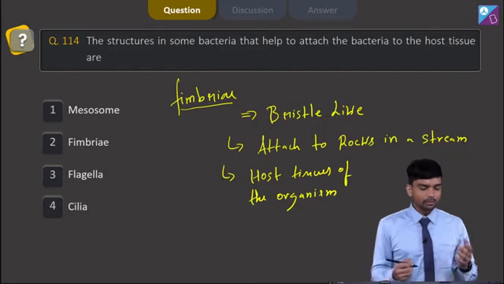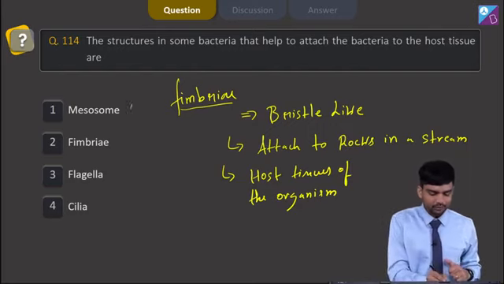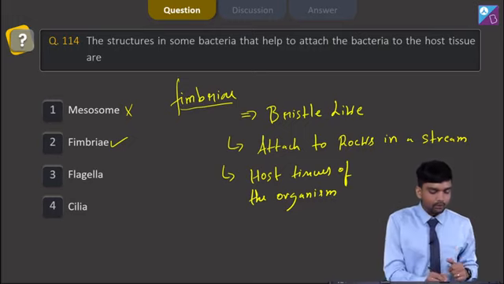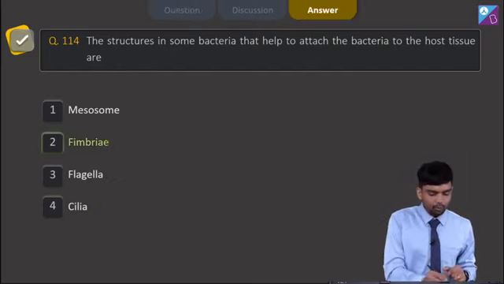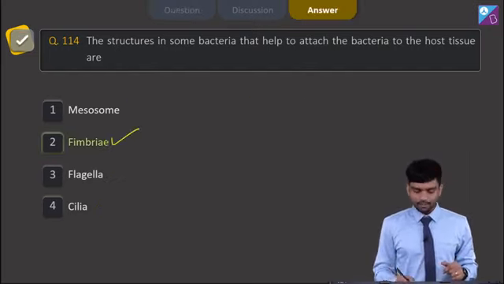So we see the options. Option number 1 says mesosome, which is wrong. Option number 2 is fimbriae, which is the correct answer here. Option number 3 says flagella, and option number 4 says cilia, which are also wrong. So we have option number 2 as our correct answer.